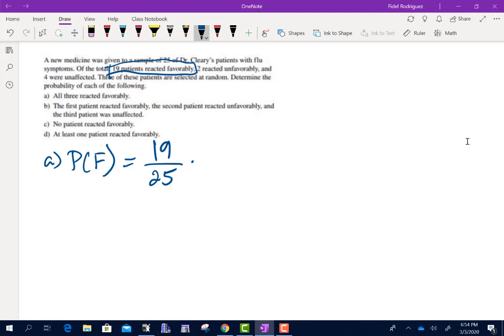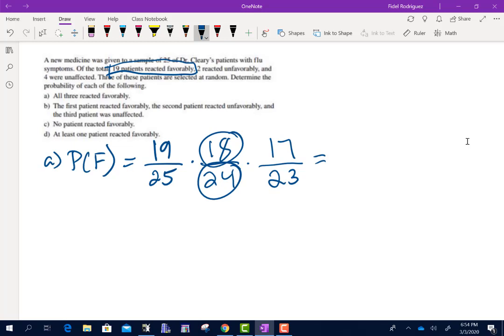Then we're going to pick a second person. So now we only have 24 people to choose from, and there's only 18 of them that are going to react favorably now because we've already chosen one of those. Now we only have 23 people to choose from, and again, this is going to be 17, right? Guys, all I'm going to try to do here is maybe reduce my fraction a little bit. I bet we can divide both of those numbers by 6. So this is going to give me a 3. That's going to give me a 4. And then we're just going to multiply the rest of it straight across.